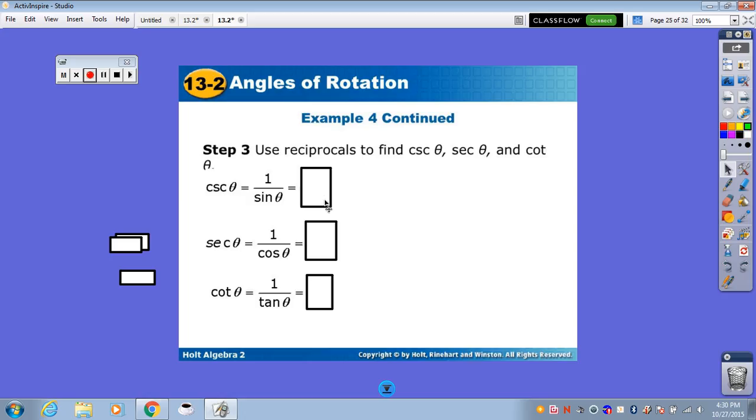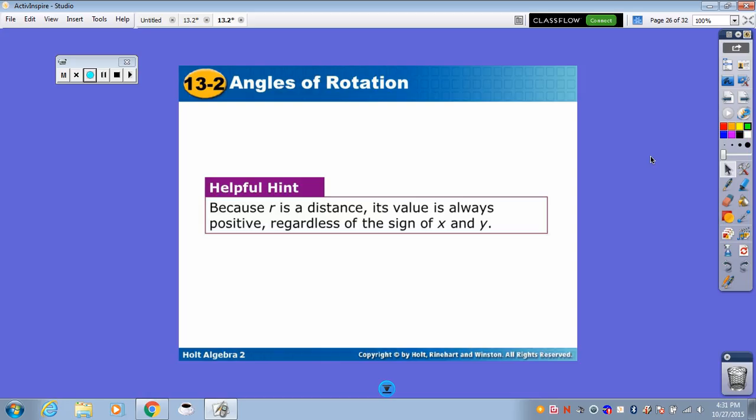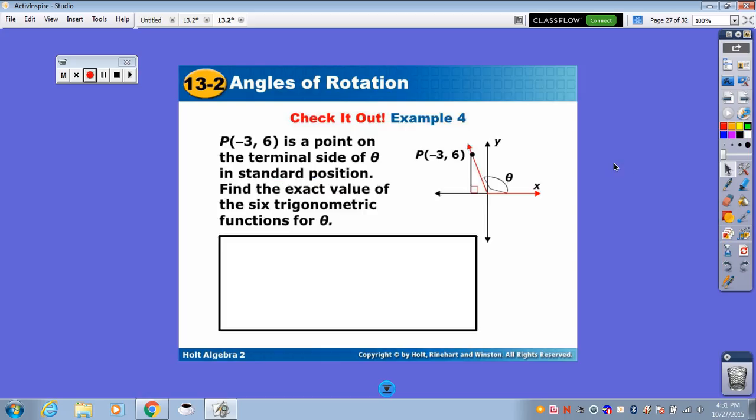What we do with each of these is flip over the results we got from the previous page. You'll notice that they look a little different than what we had before because there was no requirement to take the denominator and rationalize it. On our next page, we want to remember that our r is a distance and therefore will always be positive regardless of whatever is going on with x and y. And our x and y will have the sign associated with their quadrant where you're going to be drawing your triangle. So that's one way of remembering what you're working with.